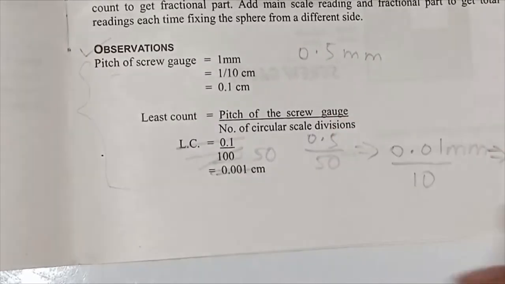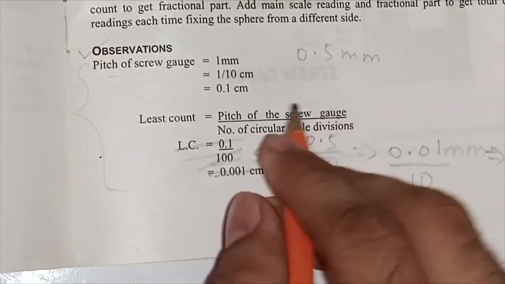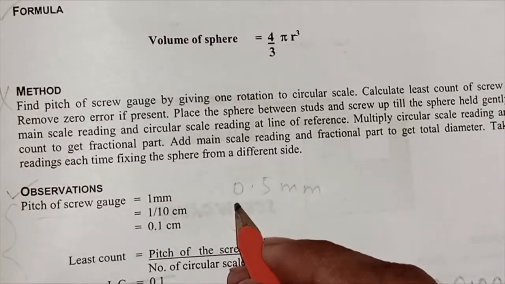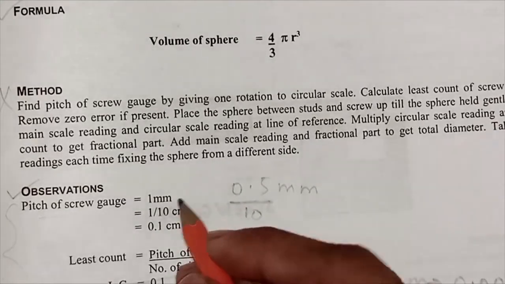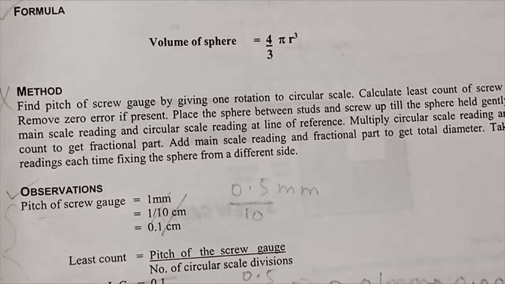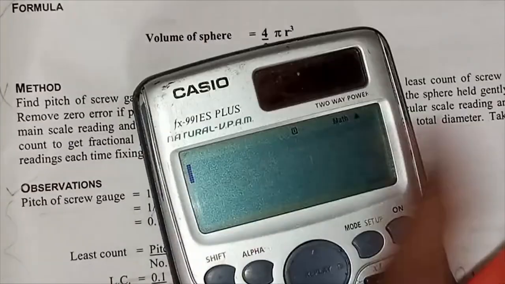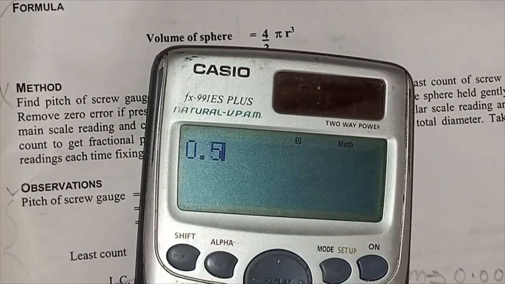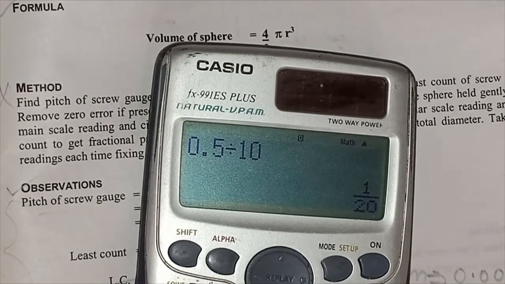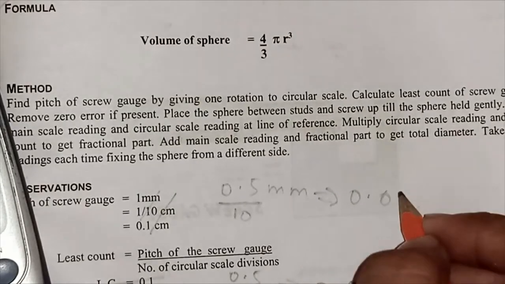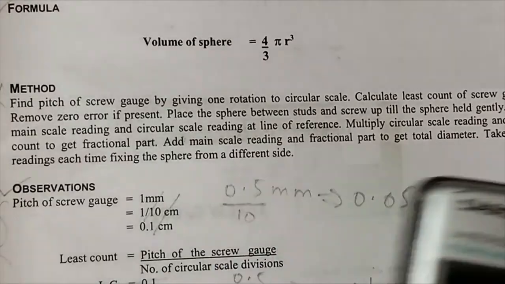millimeter, okay, but it is in millimeter, so we have to convert, because we are measuring all readings in centimeter, so therefore we have to convert our pitch into centimeter. So what will we do? 0.5 divided by 10. You don't consider the book reading because our operator has different reading, so we will follow this. So 0.5 divided by 10, what will come out? 0.05 centimeter. Okay, I hope you all are clear.